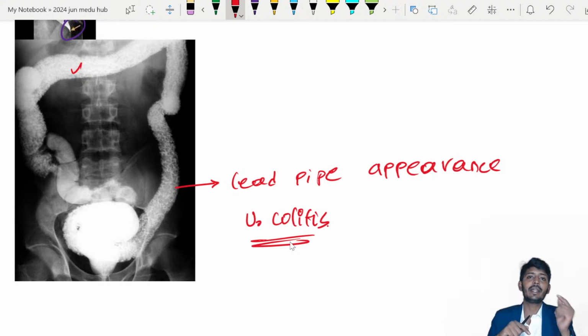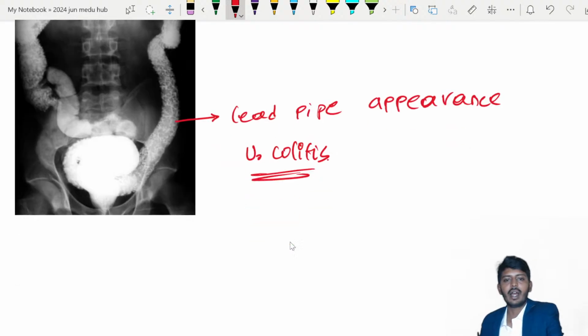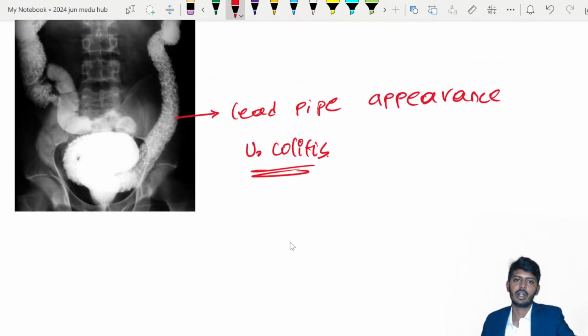It is an inflammatory bowel disorder which involves only the large intestine, and this large intestine will have a continuous lesion. That is why you can see the lead pipe appearance completely. So what is that? Lead pipe appearance. This is the story of all the GIT radiology.